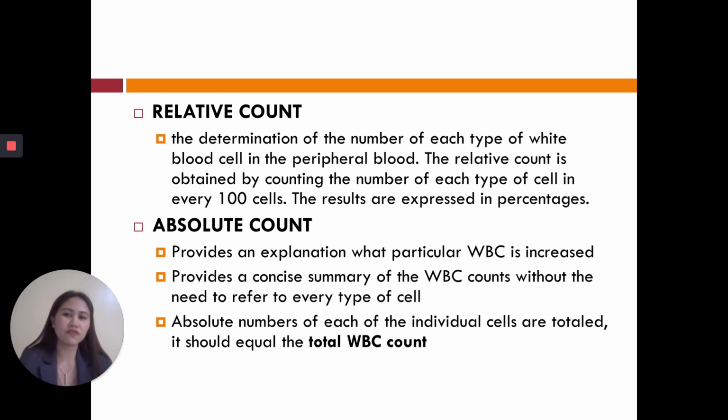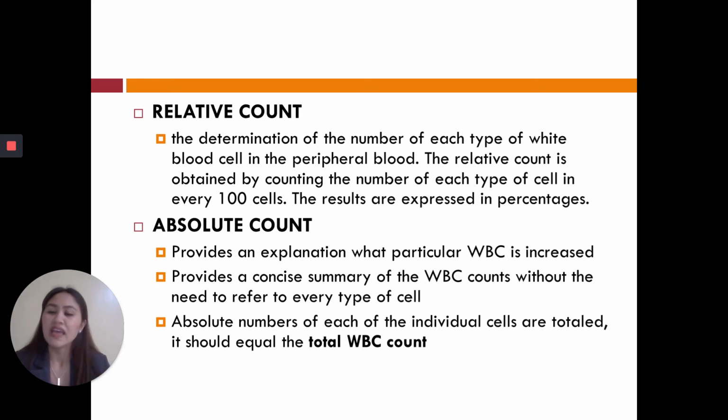Just to give you a definition of what is relative count and absolute count, so here it is. Relative count is a determination of the number of each type of white blood cell in the peripheral blood. The relative count is obtained by counting the number of each type of cell in every 100 cells. The results are expressed in percentages. That's what I have been telling you a while ago.